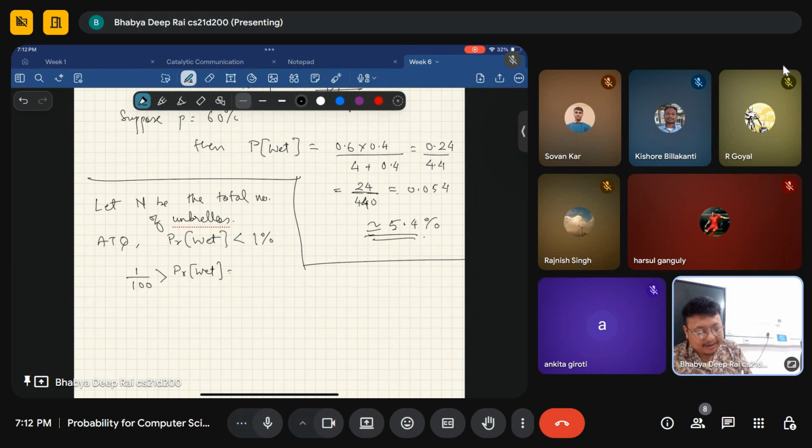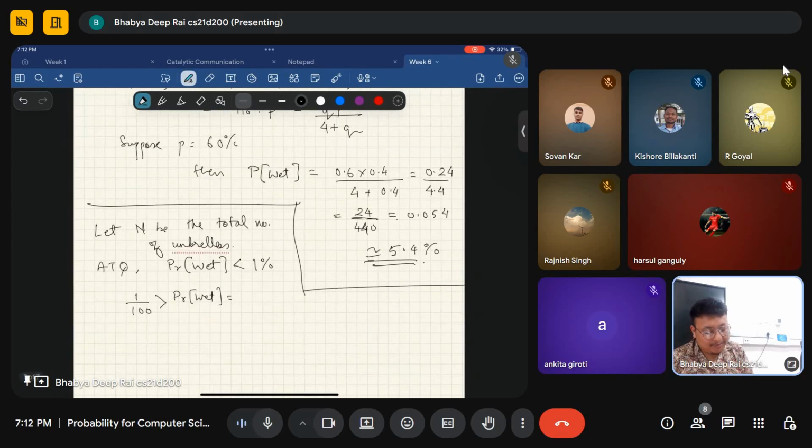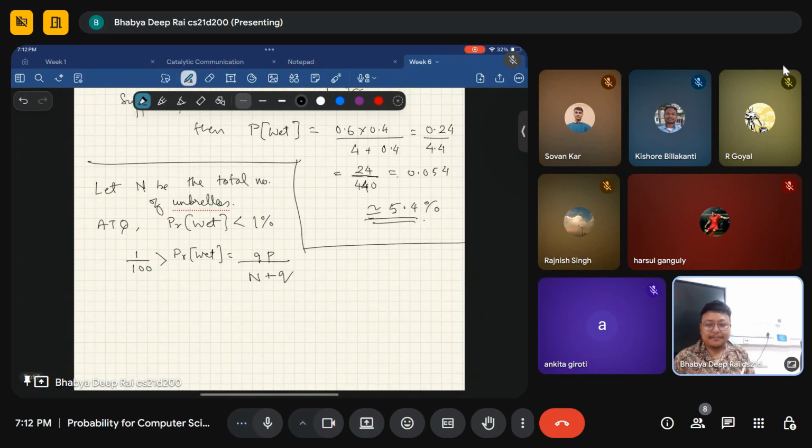But which is equal to what? Which is equal to QP by N plus Q. Now solve this inequation. Can you find it out? By the way, P is 0.6. So you have 1 by 100 is greater than 0.6 times 0.4 divided by N plus 0.4.